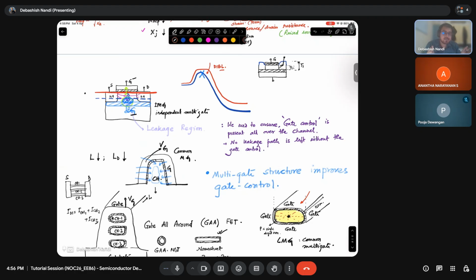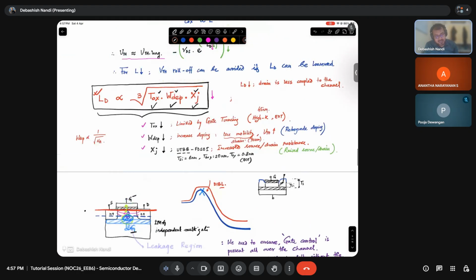So this is where we stop today. I hope you understood what is gate control, why do we need to surround the channel from multiple directions, and what are the design considerations. If you understand only this equation from today's session, that will be sufficient. This is the key point that led the multiple sequence of technology node development.